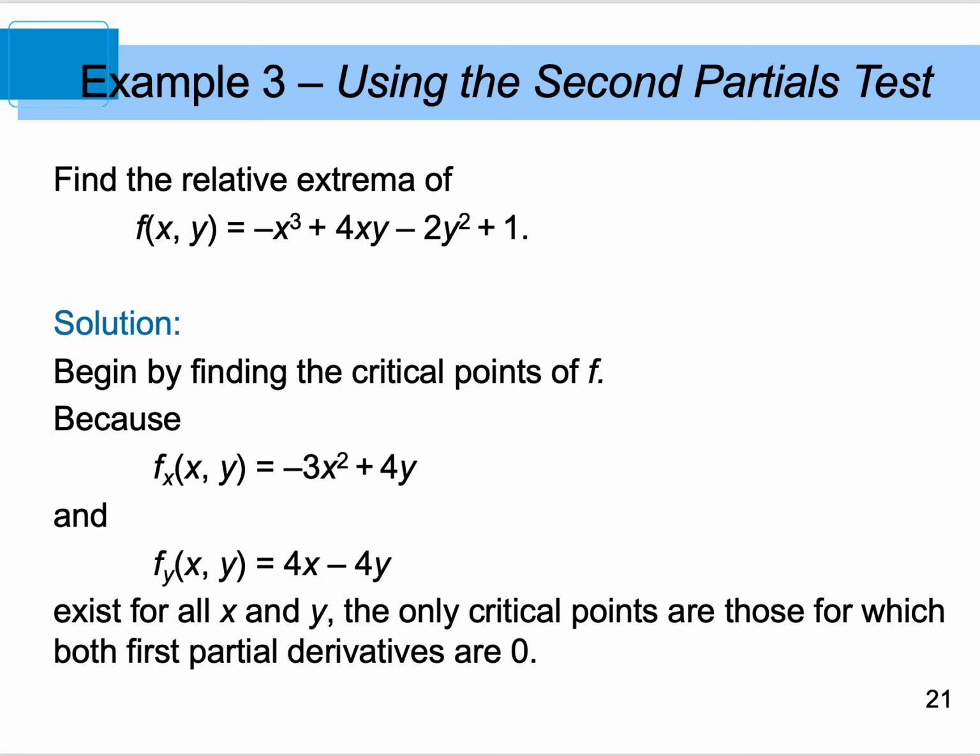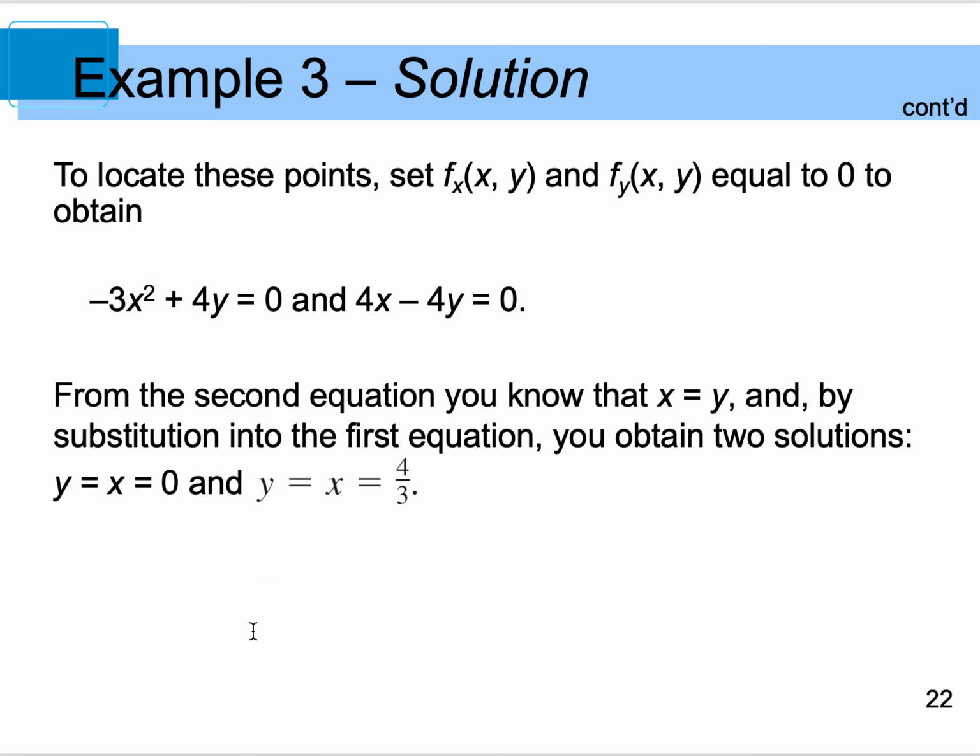So here's another example. We're going to find a relative extrema. We're going to use the partial derivative process to get here and here. Those are easy to solve. I'm going to set those equal to 0, and so the critical points are going to occur when that's set equal to 0. Once I solve it, I'm going to get two solutions: x and y are 0, and x and y are 4/3.